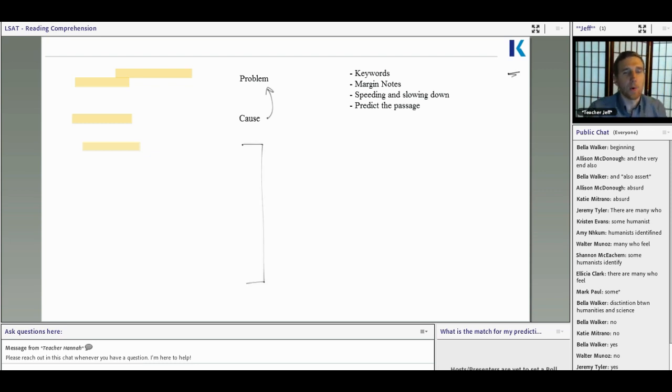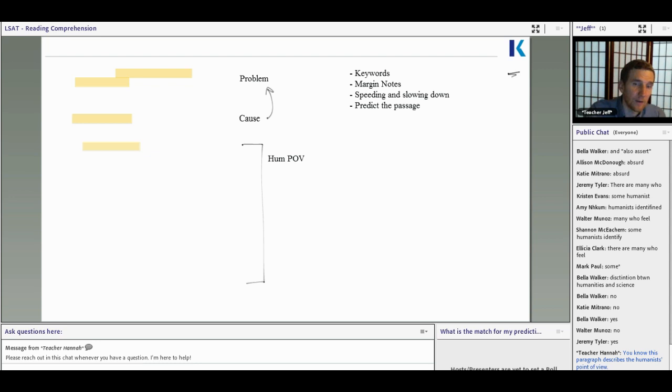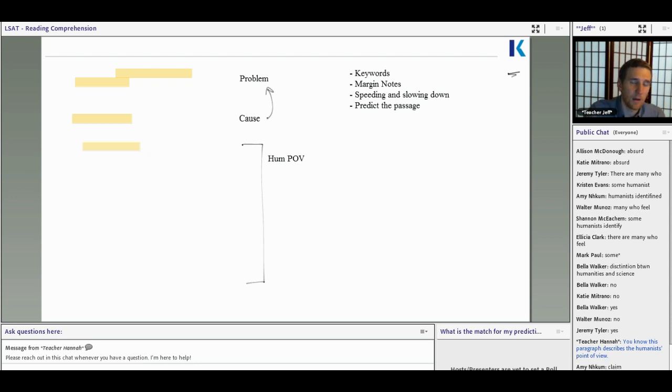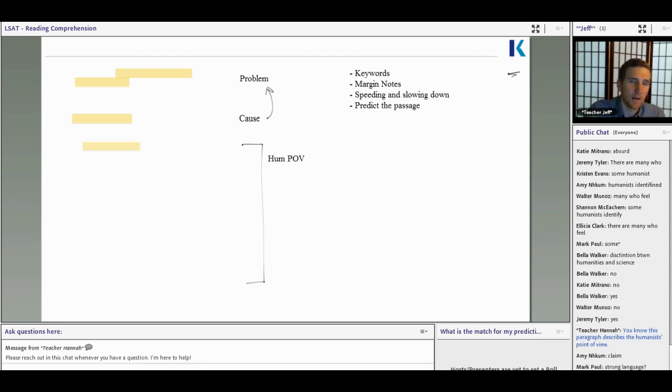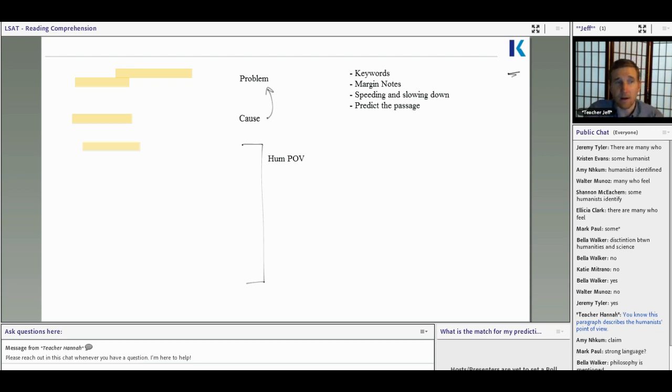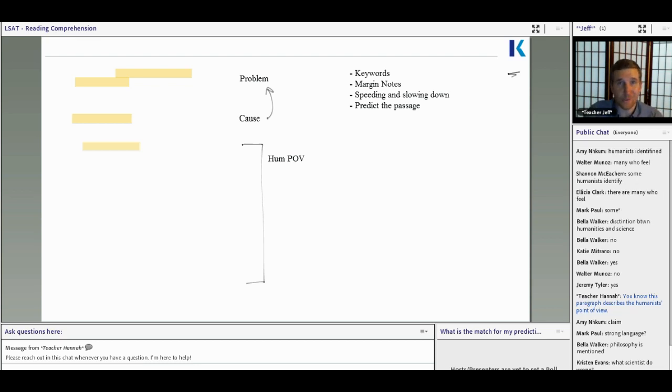If a question asks me about the humanist POV, here's what I'm going to go back and read. Boom, done, right? However, there's something else that's hidden within this paragraph that some of you noticed. What is it? This is the other big thing you'd be slowing down for. It's going to be something different than the humanist point of view. Because like I said, this whole paragraph is telling you what the humanists think in relationship to the scientists, right?